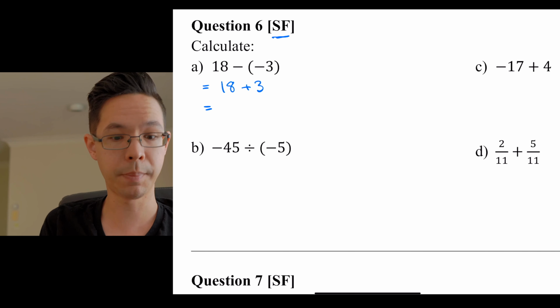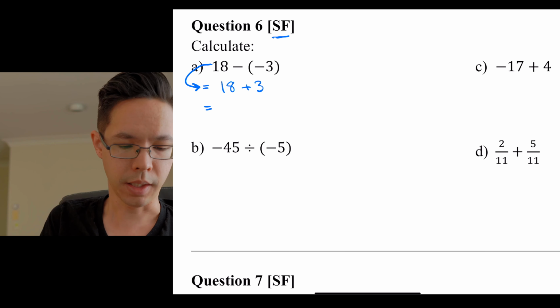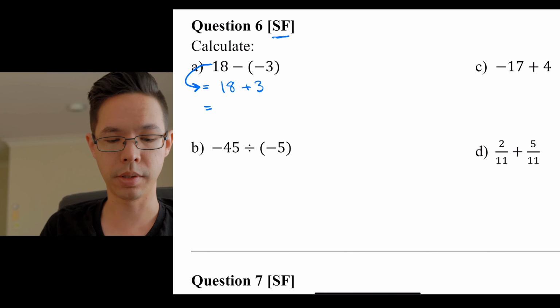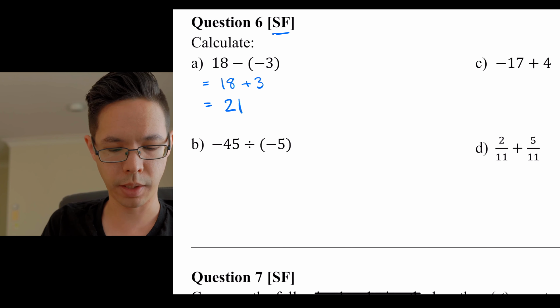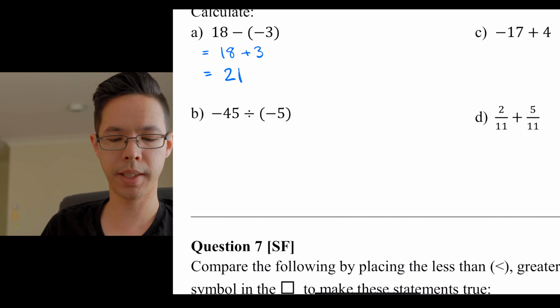Okay, well, these two will combine to make a plus sign, so that's actually 18 plus 3. And I'm going to lay down my equal signs to show that this line is equivalent in answer to the next row down below. That's how it's communicated. 18 plus 3 is 21. Yes. B, -45 divided by -5.